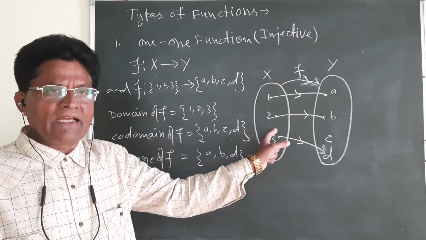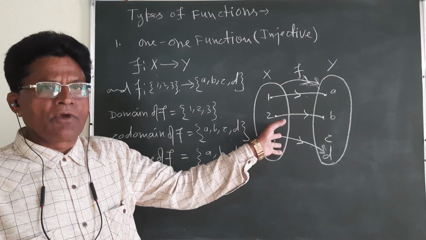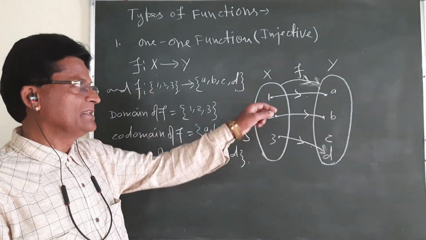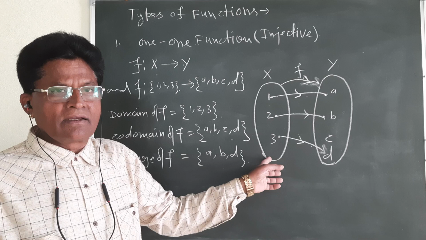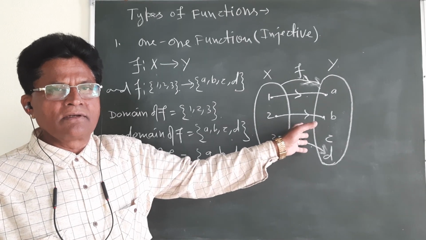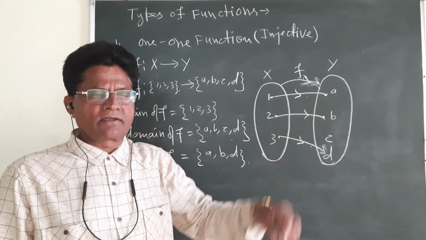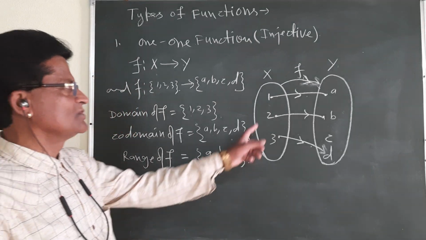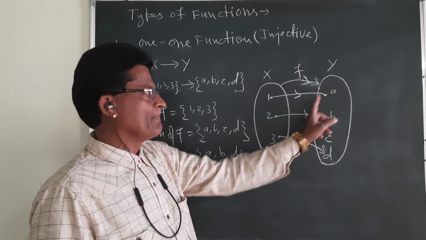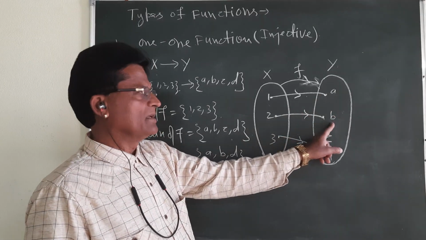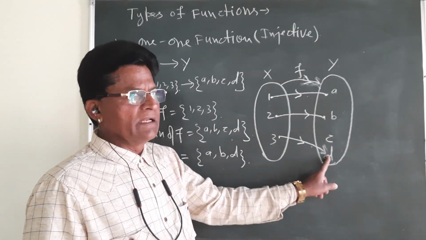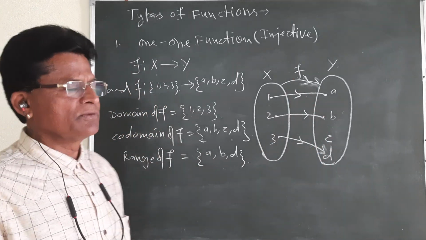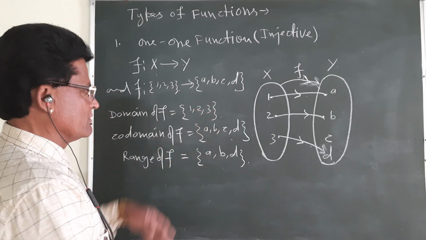Every element of X has its image with a distinct element of Y, or you can say that distinct elements of X forming the image with Y are distinct. That is known as the one-one function. As you see, 1 forms the image with A, 2 forms the image with B, 3 forms the image with D. In this case, sometimes we will have to solve a question. How will you solve the question?